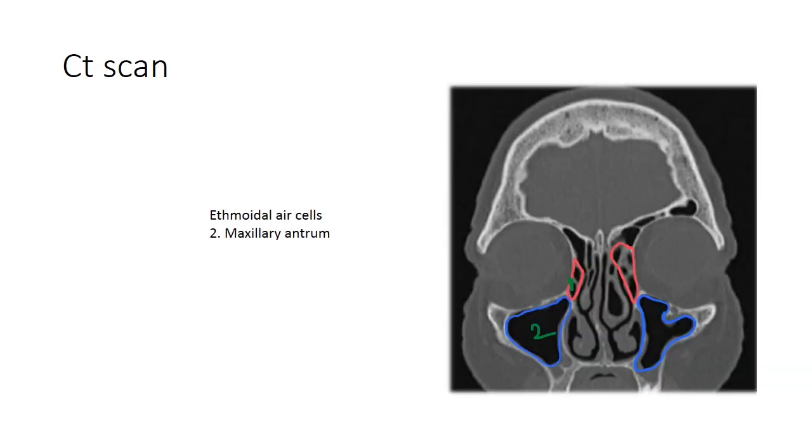Then we can also see these are the CT scans, you can see here, right? So in this view we can see these are the ethmoidal air cells. We have the concha right here. Then this is the maxillary antrum, we can see on the lateral side, right? So this is how we assess this. We can also see your inferior nasal concha. This is the middle nasal concha. So these are the structures we can see.